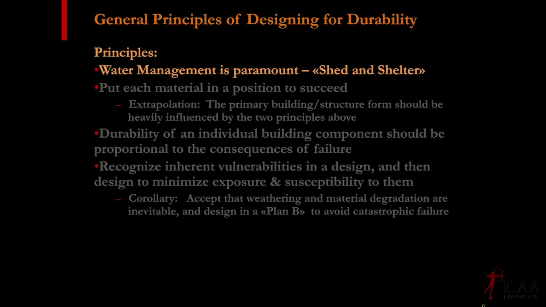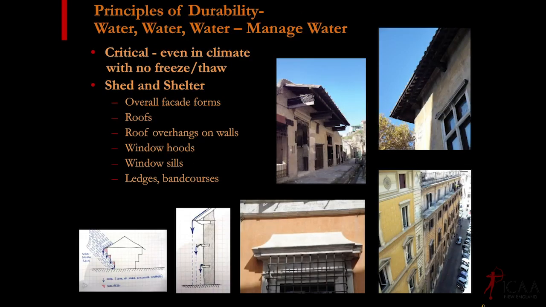The thing I found in Rome is that even though they don't have freeze-thaw, the restoration architects and conservators I met and talked to there said, time and time again, deterioration, it's all about water. Water's the foremost agent of deterioration, even in the absence of freeze-thaw. So water management is the first and foremost principle, and you need to shed and shelter. So there are lots of ways to do this, and it's important to do it both at the overall building form, ledges, band courses, roof overhangs, and individual elements like window heads.